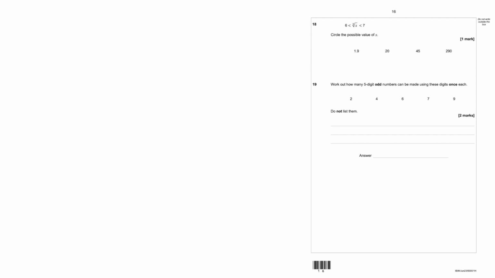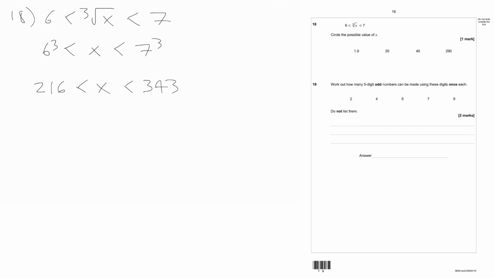So moving on to question 18, and we're asked to circle the possible value of x, where the cube root of x is greater than 6 and less than 7. The way we want to do this is we can cube each of these values, and we get that 6 cubed is less than x, and x is less than 7 cubed. If we work out what this is, we get that x is greater than 216 and less than 343. So of these values, x could be 290.